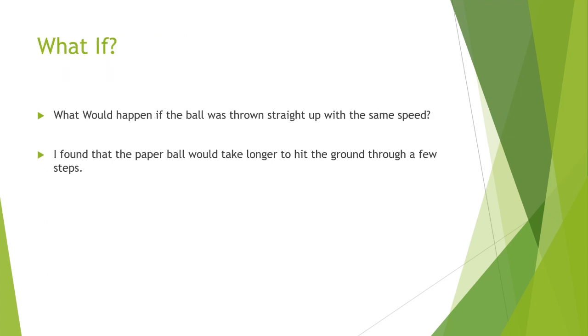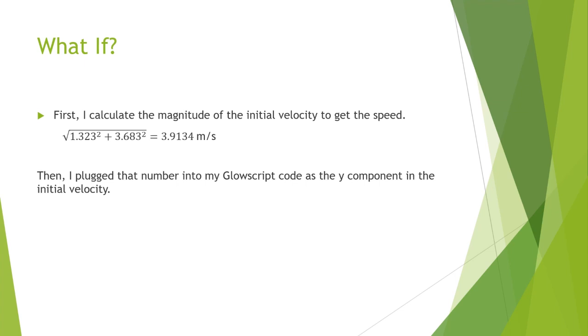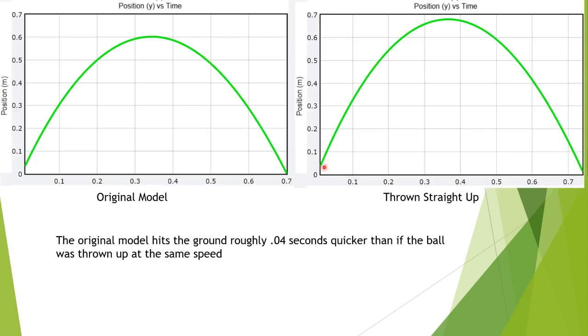Now, what if the ball was thrown straight up into the air with the same speed? I found that it would take longer to hit the ground. There are a few steps here. First, I calculated the magnitude of the initial velocity, because speed is the magnitude of velocity, to get 3.9134 meters per second, and then I plugged that into my GlowScript code to give me this graph.